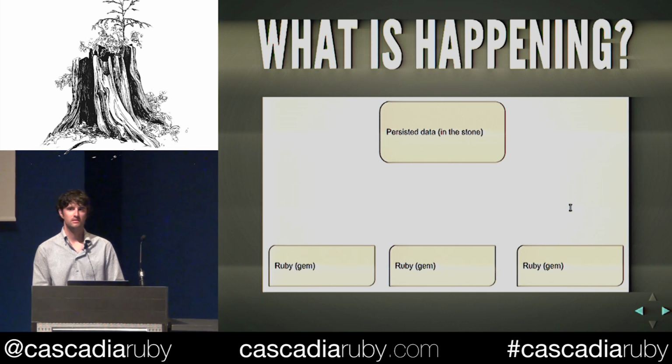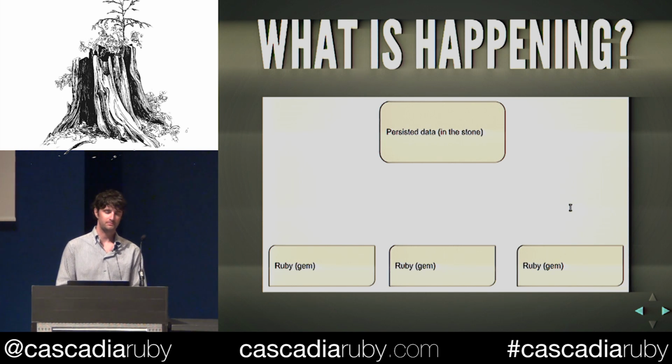So GemStone S has a notion of a stone. The stone is where your data, your objects are actually persisted. And then you have, confusingly, what they call gems, which are instances of your Ruby program. They could be running on the same machine, or on thousands of different machines. Doesn't really matter. As long as they're connected to the stone, they will see the same information.